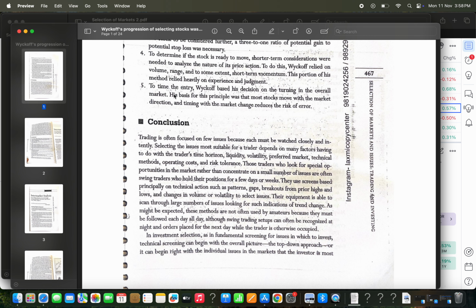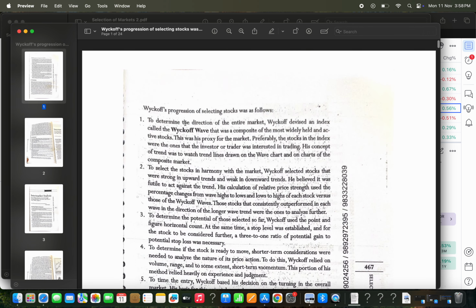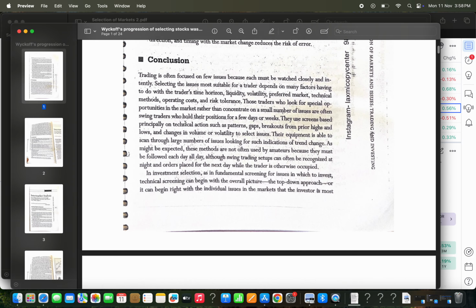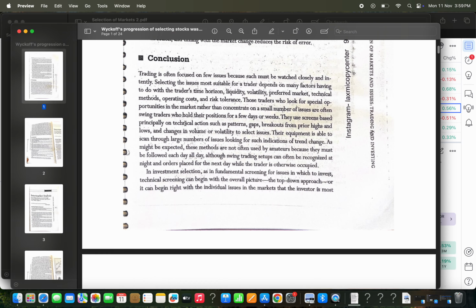To time the entry, Wyckoff based his decision on turning points in the overall market. His basis for this principle was that most stocks move with the market direction, and timing with the market changes reduces the risk of error. So this is the Wyckoff theory. Now let's just conclude this chapter.